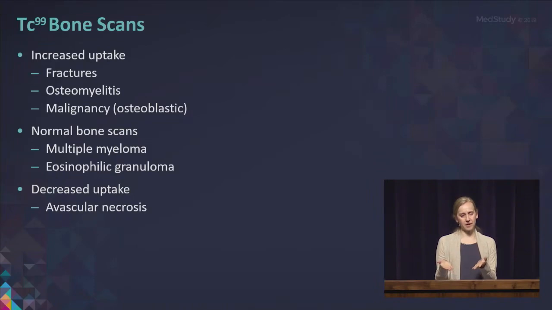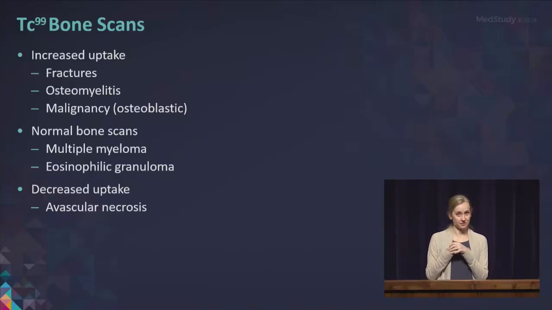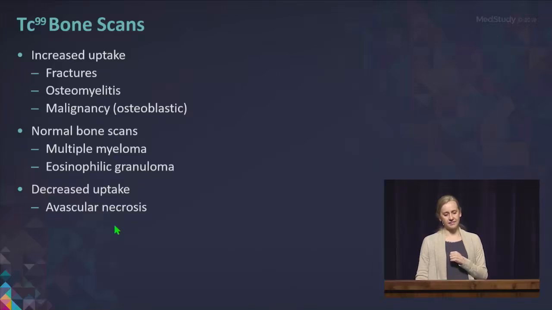And so things like multiple myeloma that you see here in the second one will actually have a normal bone scan, which makes it very confusing, honestly, because myeloma, the bones look anything but normal. Or an eosinophilic granuloma. And then remember that you'll actually have decreased uptake if there's decreased blood flow to the area in a situation like avascular necrosis.